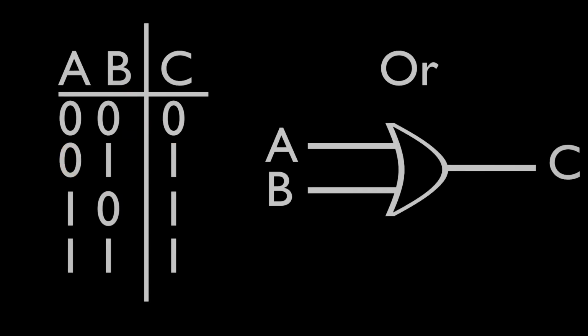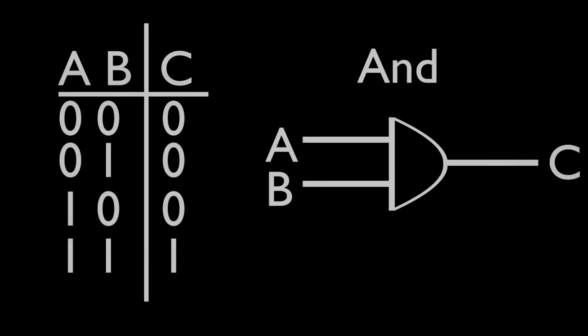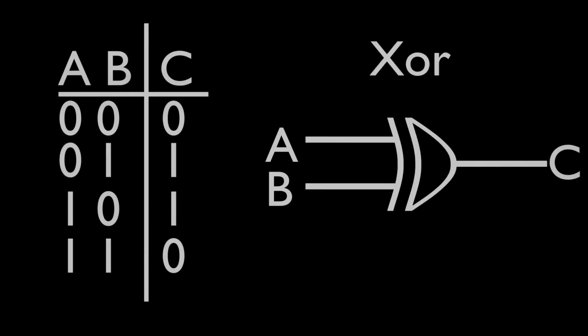OR gates are on if either of the inputs are on. If input A or input B are on, the output is also going to be on. AND gates are on only if both inputs are on. So if A and B are on, then there will be an output. XOR gates are a little bit funky, in that they're on if either input is on, but if both inputs are on, the output is off. These are going to come in handy if we're going to design a calculator.